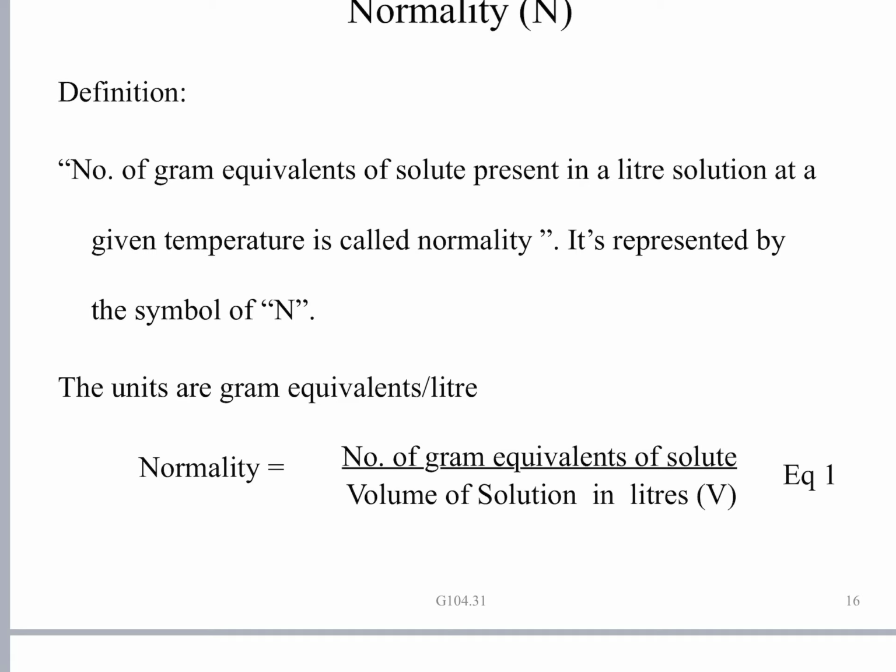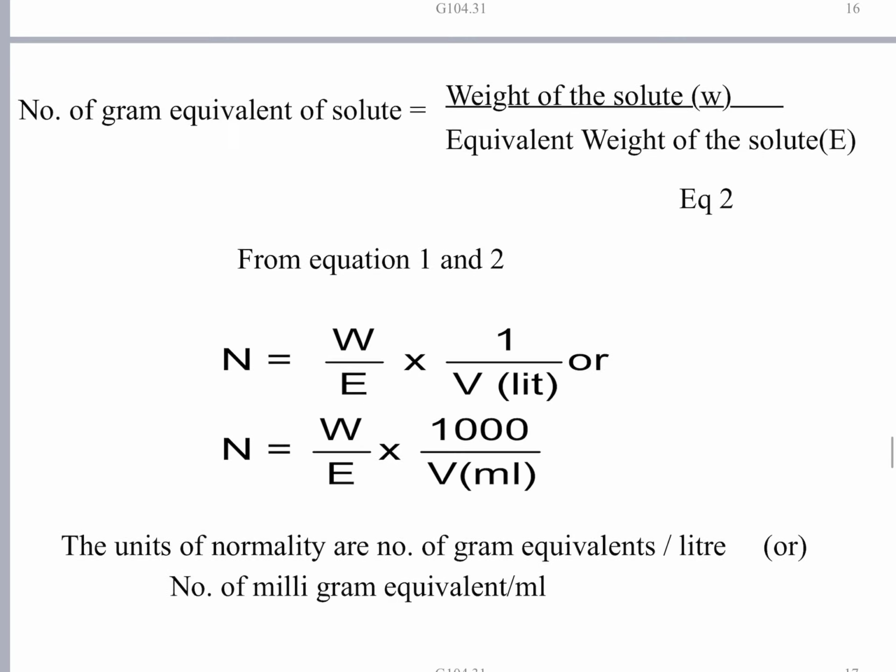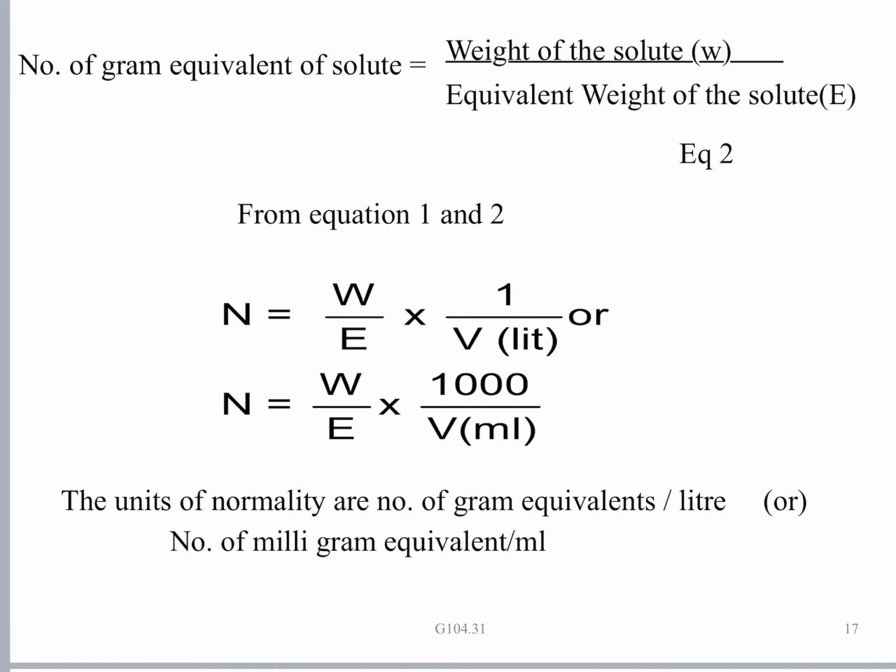So normality is the number of gram equivalents of solute divided by volume of solution in liters. Its units are gram equivalents per liter. Number of gram equivalents of solute is equal to weight of the solute W by gram equivalent weight of solute. For number of moles we have seen weight of solute by gram molecular weight of solute. In the same way, here number of gram equivalents is equal to weight by gram equivalent weight.